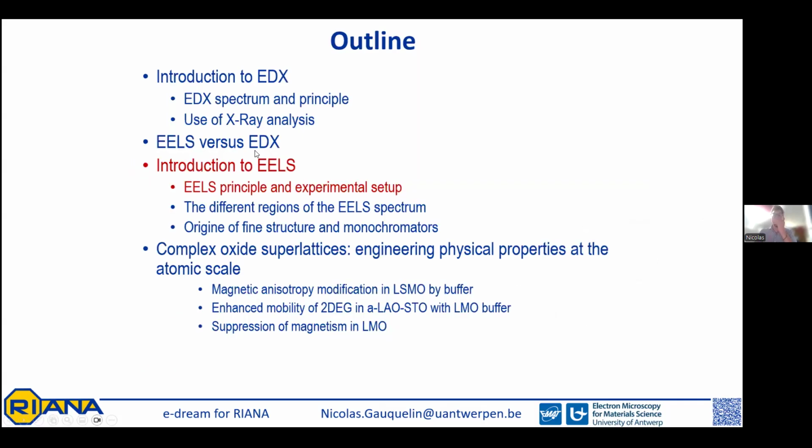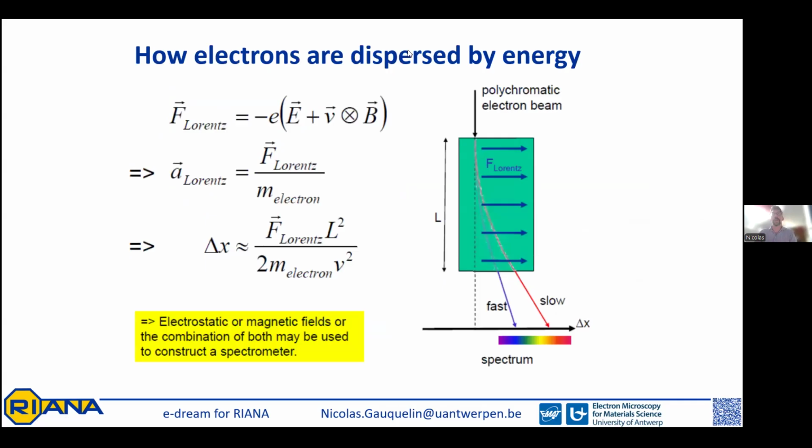So what is EELS and how does it work? Well, the electrons are dispersed by energy through the Lorentz force because you have an electrostatic field in the magnetic prism, and the combination is used to construct a spectrometer, and then you have a higher deflection of slower electrons than faster electrons.